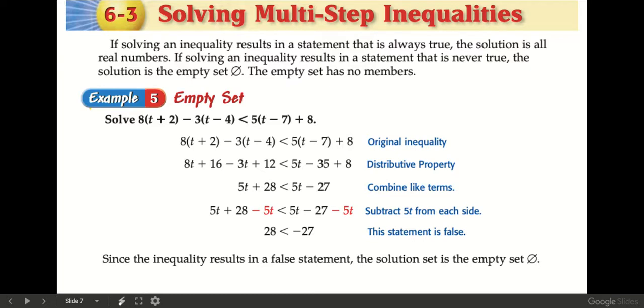If for some reason this was flipped, and it said negative 27 is less than 28, that would be a true statement, which would be the opposite, which means that all real numbers work, because no matter what, it's always going to be true, no matter what number you would put in for t. So if it's a false statement, it's an empty set solution. If it's a true statement, it's all real numbers, because it's always true.